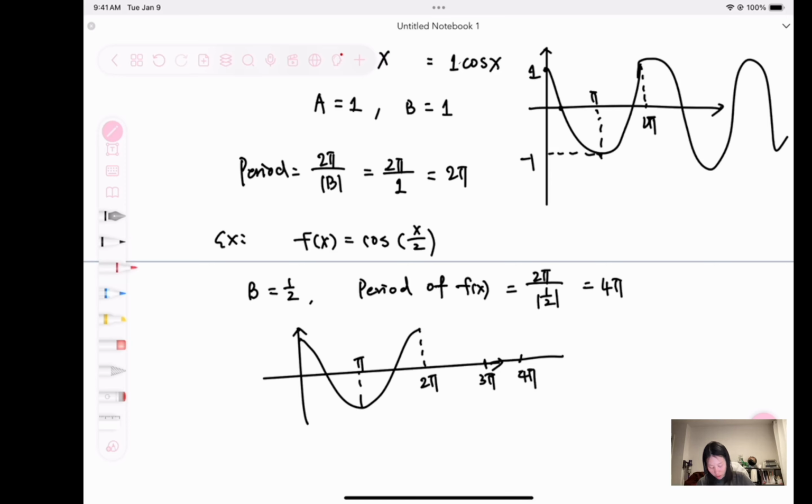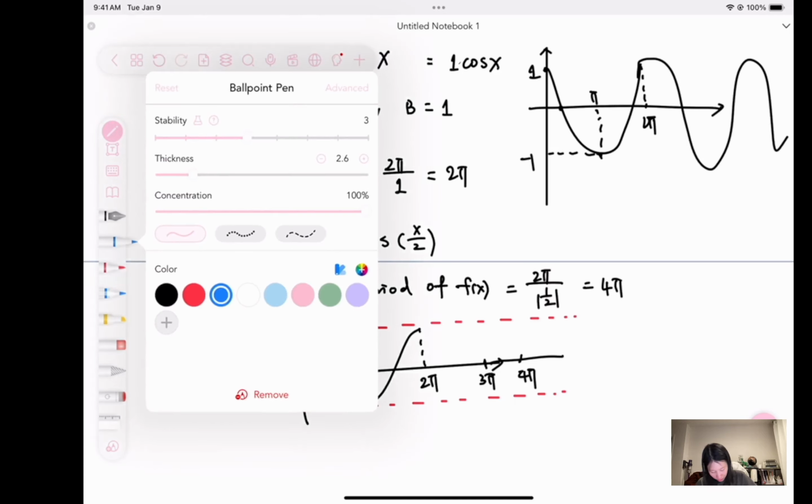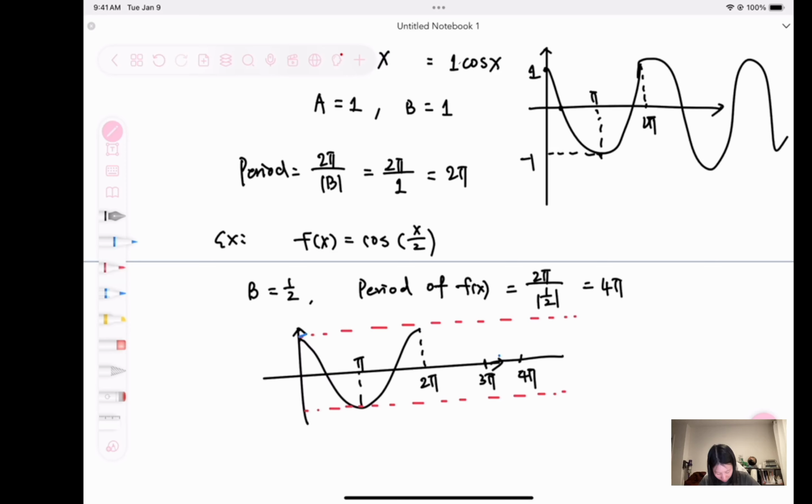What happened to your function is you should have the same amplitude, which is in here, but your function is going to expand to 4 pi, like that. Does it make sense? Or I can show you on a decimal.